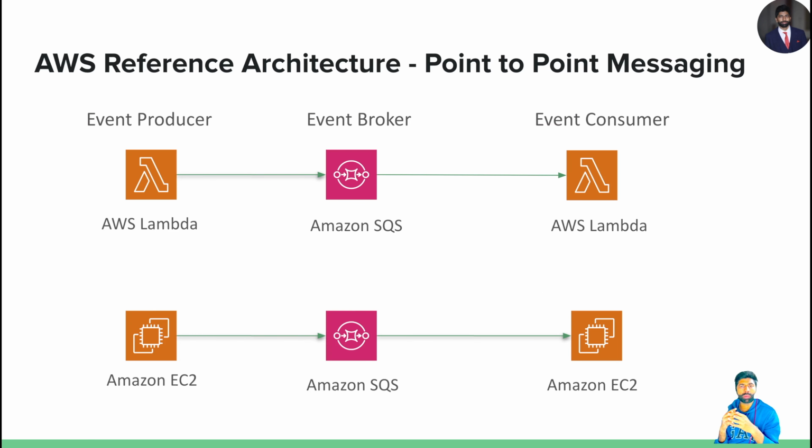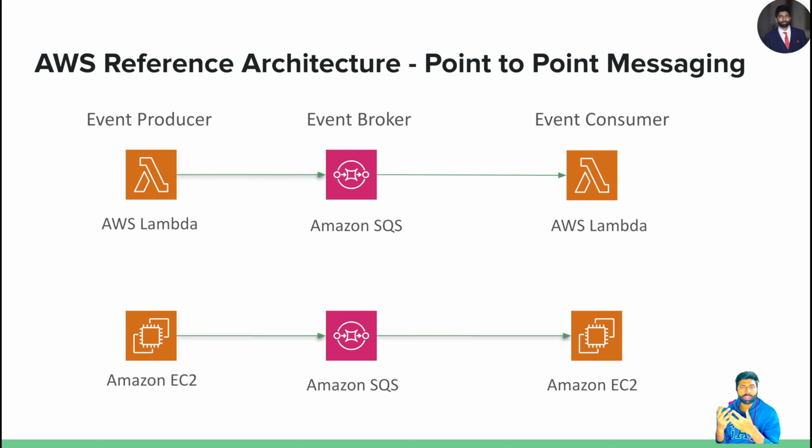There are different common patterns as part of event-driven architecture. One of them is point-to-point messaging. Point-to-point messaging is a pattern in which a producer sends a message which is typically intended for a single consumer. So point-to-point messaging often uses messaging queues as its event broker. And queues are messaging channels that allow asynchronous communication between a sender and a receiver.